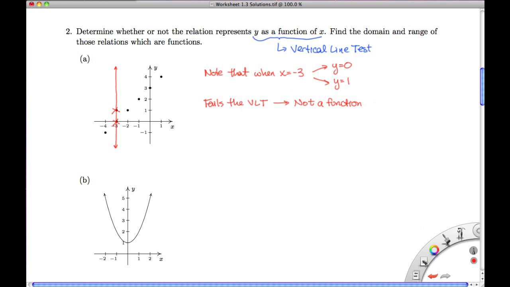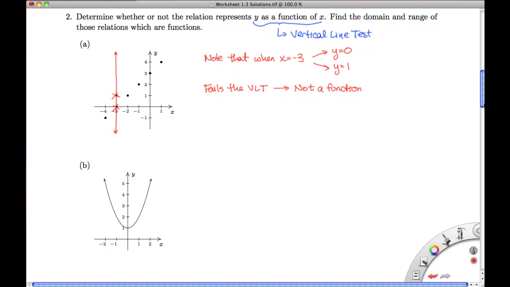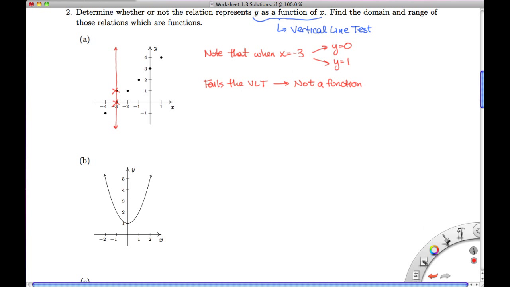So a pretty nice, easy way to graphically display this idea of a function. If we look at part B, we can kind of imagine we've got a parabola here. Is there any way for us to draw a vertical line that's going to hit this curve more than once? And it's not going to happen in this case. So because of that, we would say that this passes the vertical line test, and as such we can conclude that this is a function.